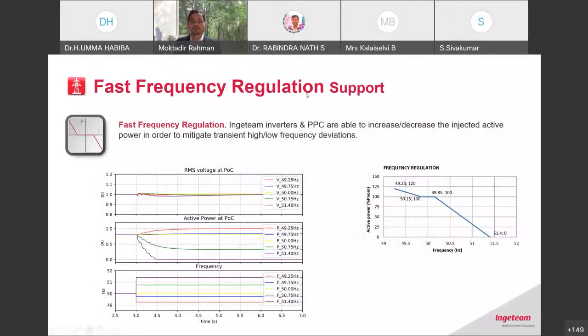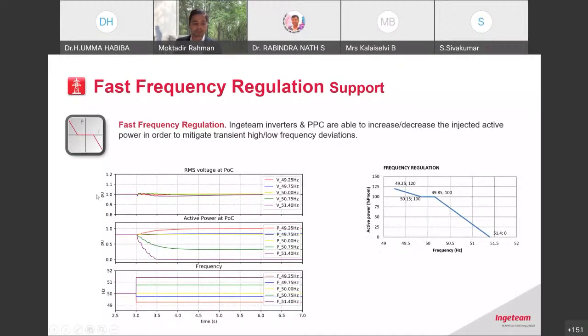Okay, so the fast frequency regulation support is very important to provide at least some primary frequency support, because when your fossil fuel based generation, for example synchronous generators, are reduced or displaced by the renewable integration, someone needs to provide the primary frequency support. So now the requirement is that all the large scale renewable plants need to provide the primary frequency support.